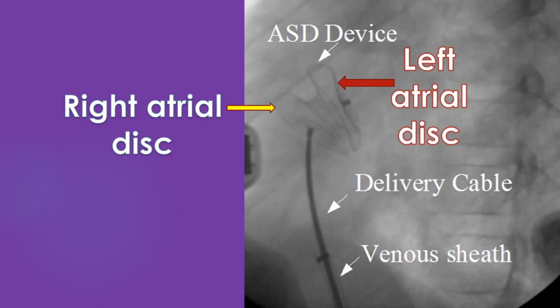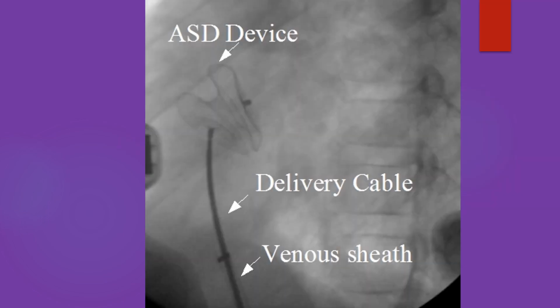Once the device reaches the left atrium, the left atrial disc of the device is released first and brought in contact with the left atrial side of the ASD. When the position is judged ideal, the right atrial disc is allowed to form by withdrawal of the sheath. Once the two discs are in position with the waist across the ASD, slight wiggling is done to make sure that the device is perfectly fitting and has no tendency for dislodgement.